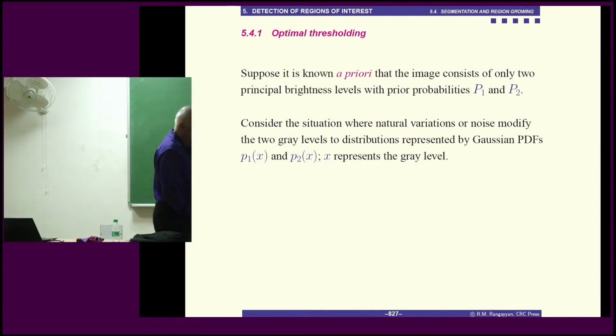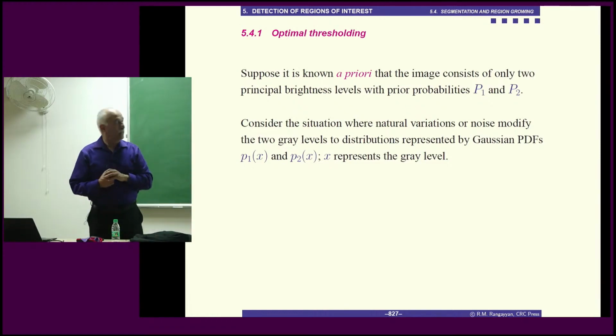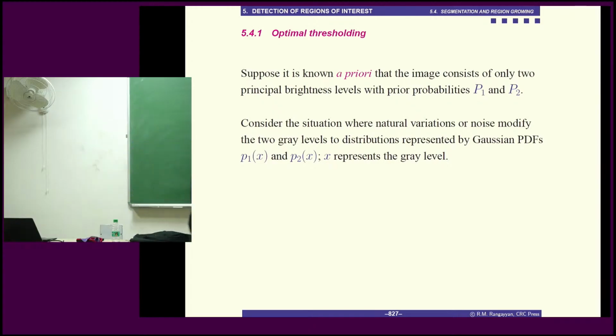Optimal thresholding is required when, as we saw earlier, these probability density functions or histograms of the objects overlap. You have the gray level of one region or one object, let's say, the collagen fibers, and the background, and they merge here. So the total histogram looks like that. So where do you put your threshold?